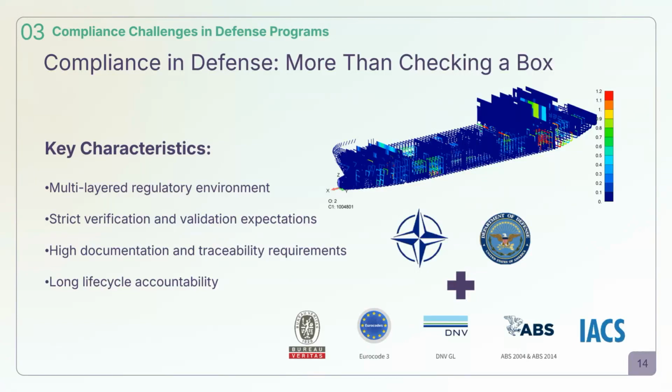Let's move on to compliance in defense. So, as you can see, it's more than just checking a box. We need to meet different multi-layered regulatory environments. So, for example, not only the requirements from the, let's say, typical standards, in this example for naval structures such as ABS, DNV, or any other standard, but often they should be taken into account together with requirements from standards such as STANAG, which is used in NATO, or UFC, which is used in US structures. All of these requirements combined together result in strict verification and validation expectations.